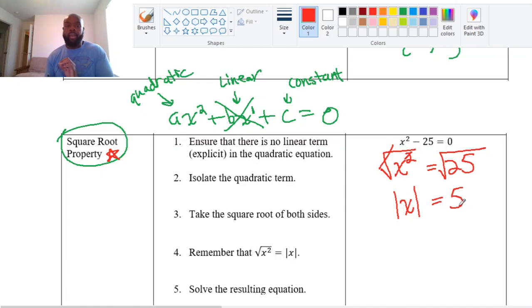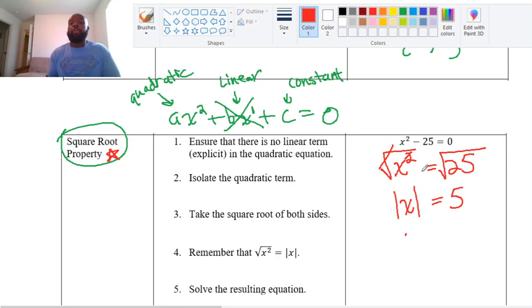Now, hardly anyone writes it this way. What people usually say is, oh, well, I know how to solve this. In order for me to drop that absolute value symbol, I know that this is saying find the x values that are 5 units from 0. And so we can say that x equals 5 or x equals negative 5. And that would be the solution to this absolute value equation.